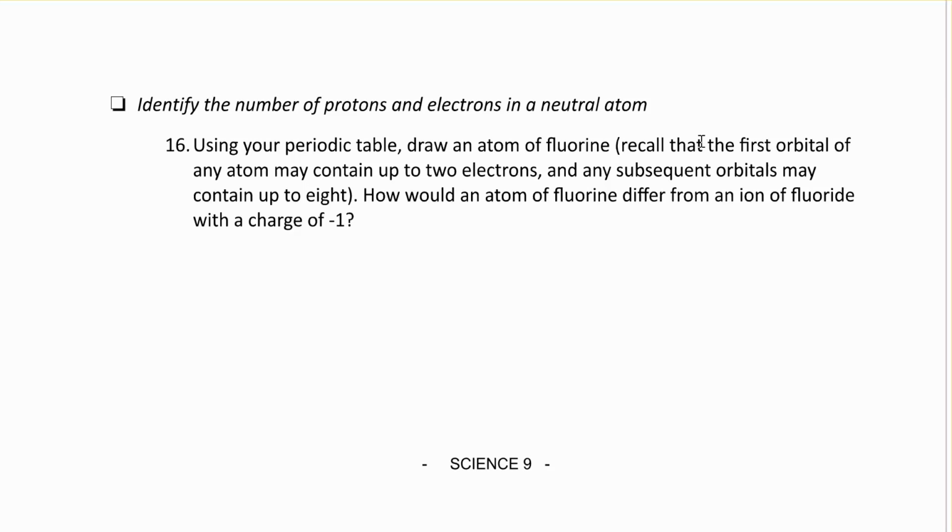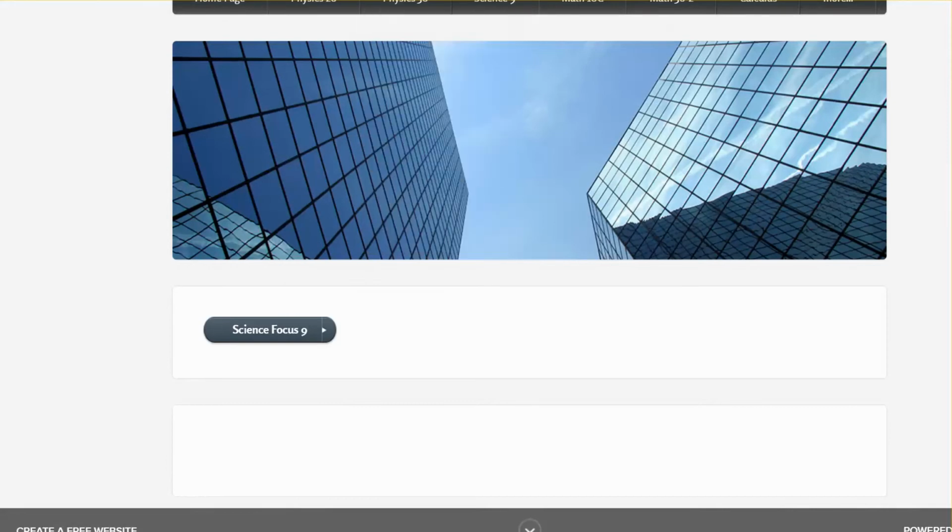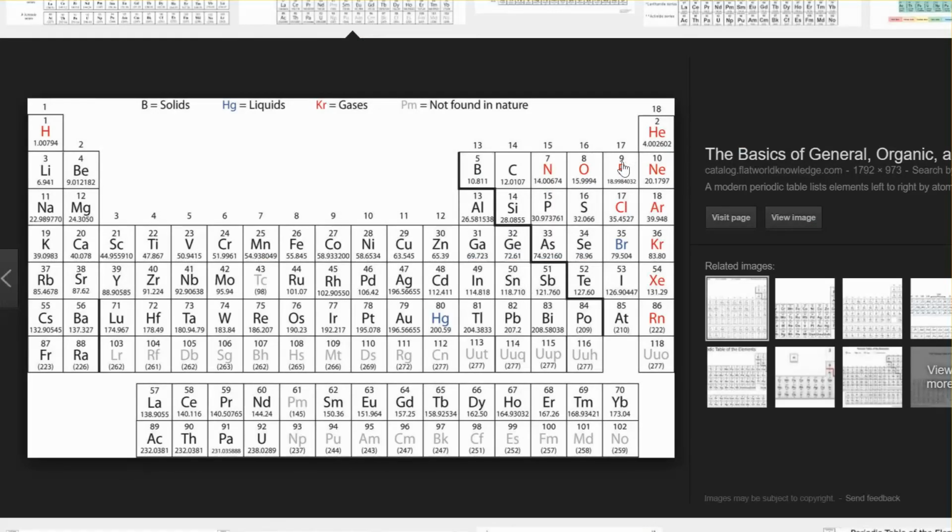Okay, so this one says, using your periodic table, draw an atom of fluorine. Recall that the first orbital of any atom may contain up to 2 electrons, and any subsequent orbitals may contain up to 8. How would an atom of fluorine differ from an ion of fluoride with a charge of -1? First off, an atom just means it's neutral. The atomic number for fluorine, on the periodic table, is 9. So we got 9 right there.